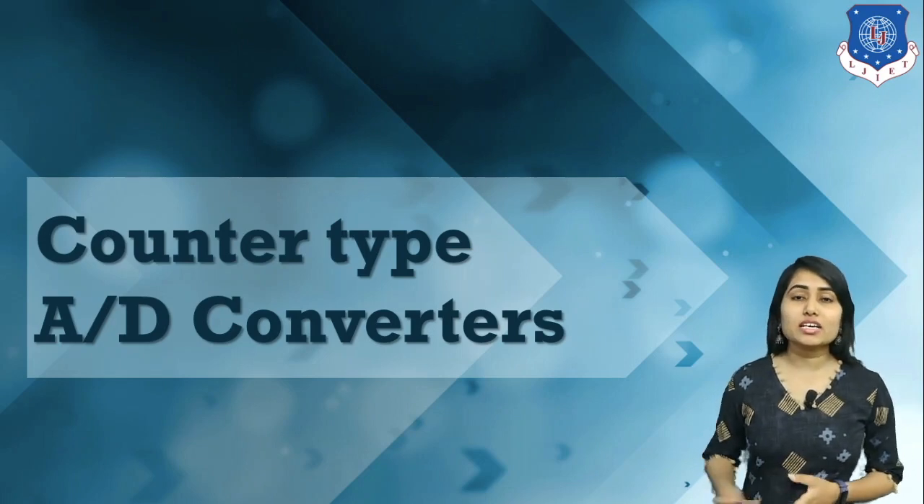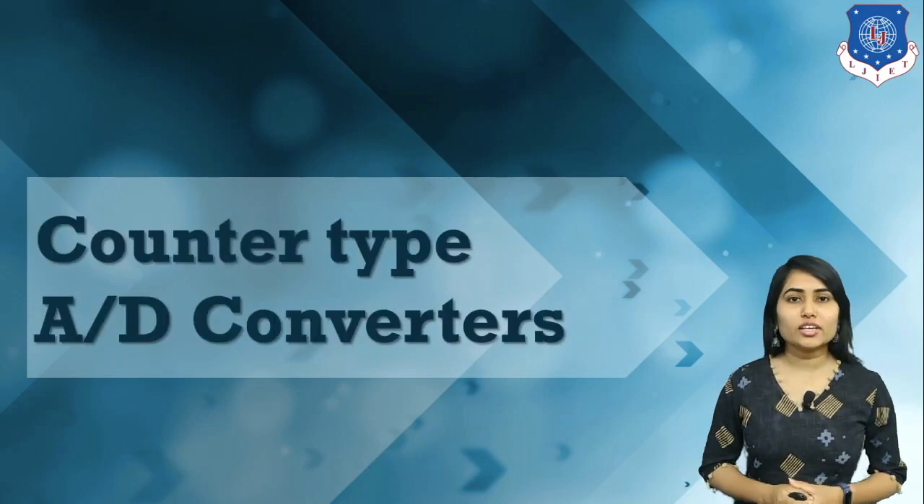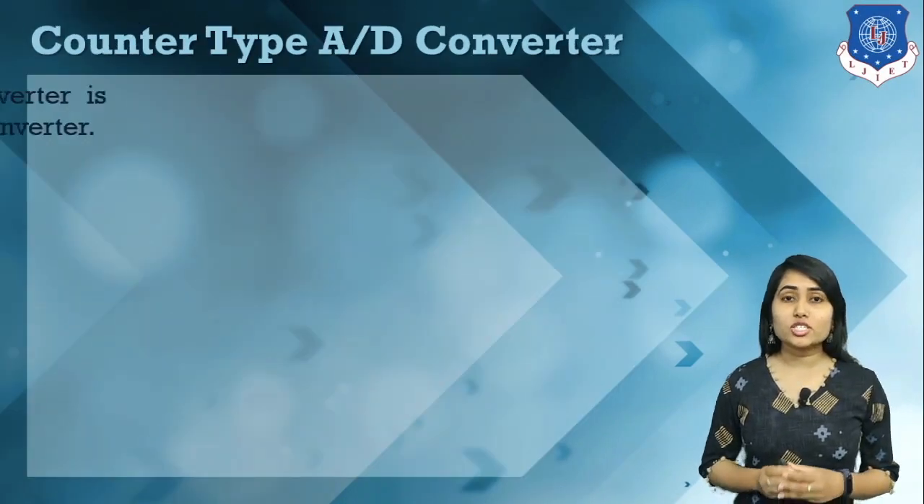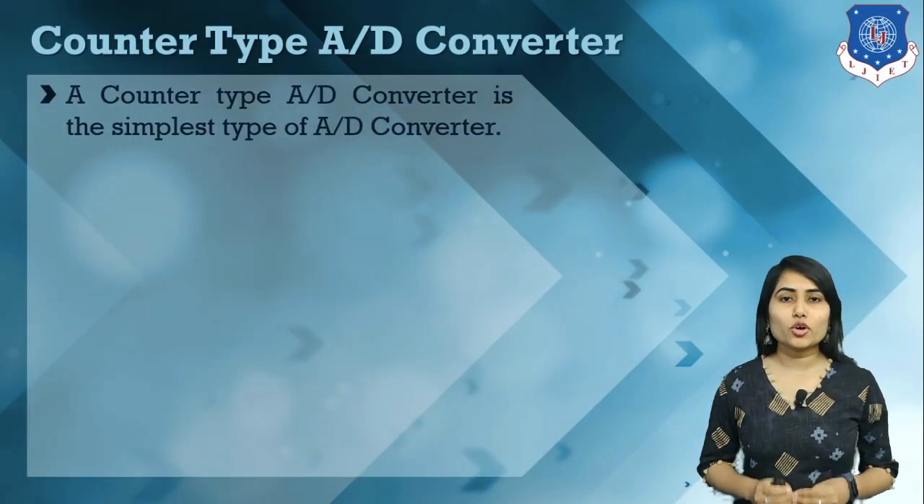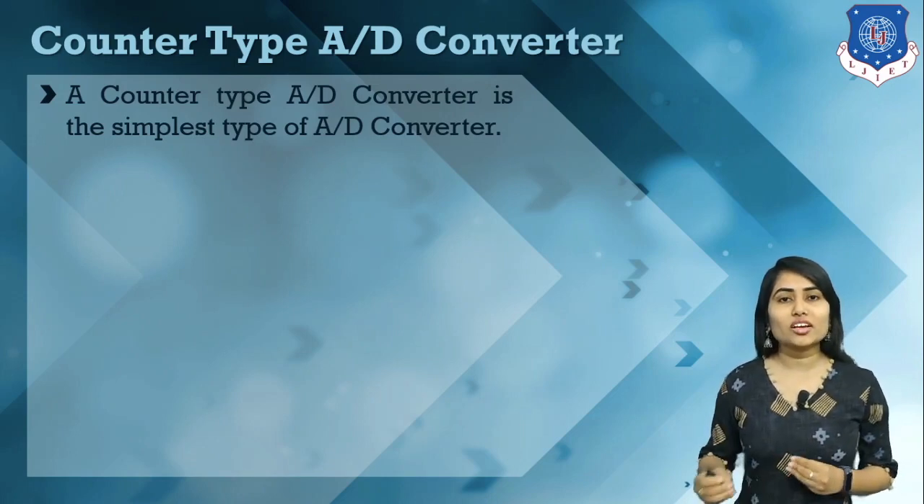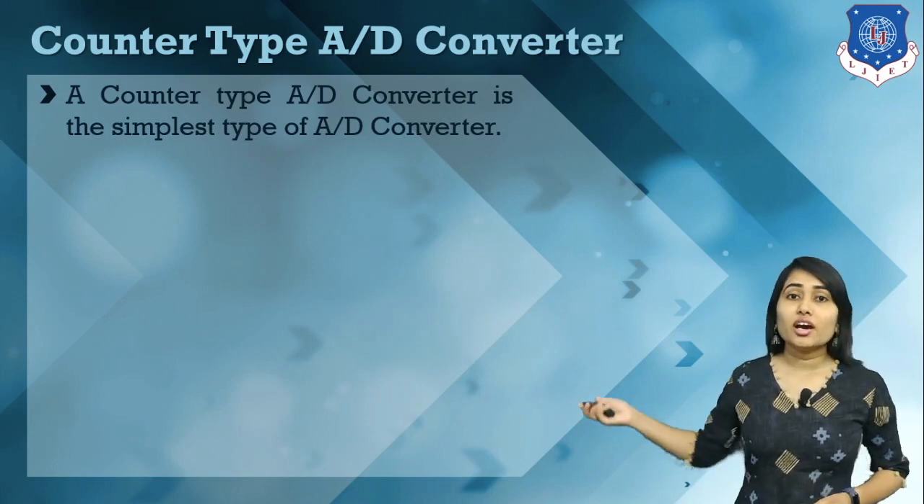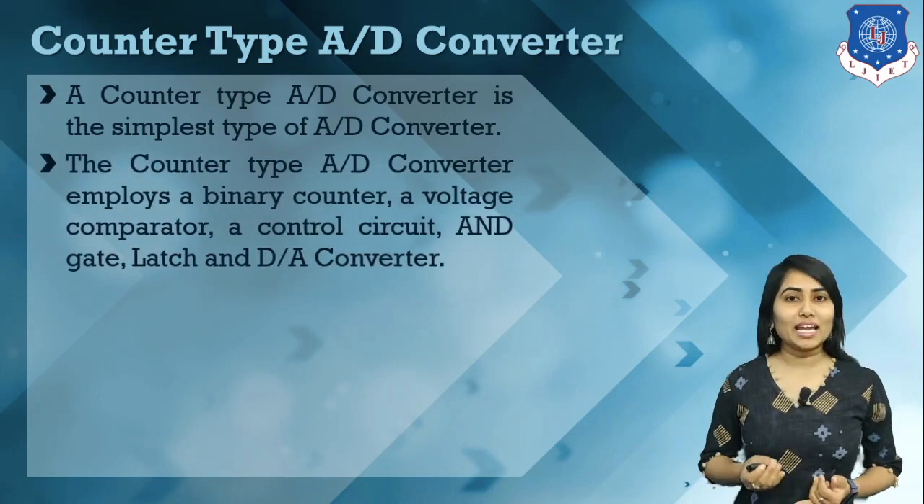Today we will discuss the counter type analog to digital converter. So let's start with this counter type analog to digital converter. This counter type analog to digital converter is basically the simplest type of analog to digital converter. It employs a binary counter.